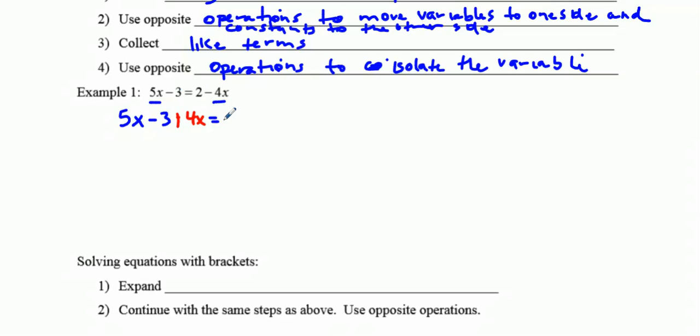Sorry, I didn't line up my equal signs very well. And this is going to be 2 minus 4x plus 4x. All right. Then I can simplify that now, and that's going to become 9x minus 3 equals 2. And then I want to get 9x by itself, so I have to get rid of the minus 3 that's being subtracted from that term. So I'm going to add 3 to both sides.